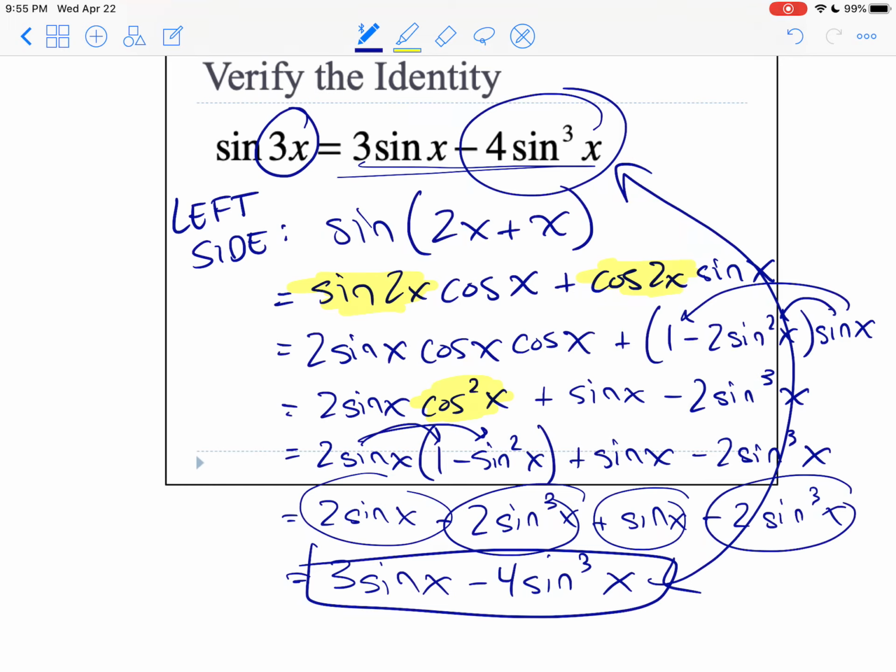So I will see you in the next video. We're going to prove the power reducing formulas, and then we're going to use the power reducing formulas to help us rewrite an expression.